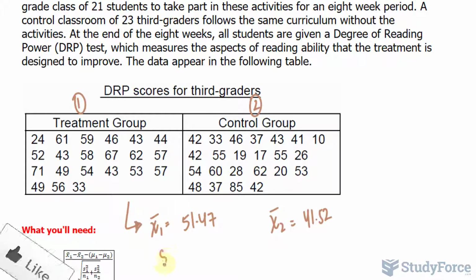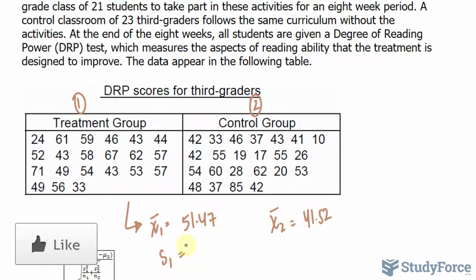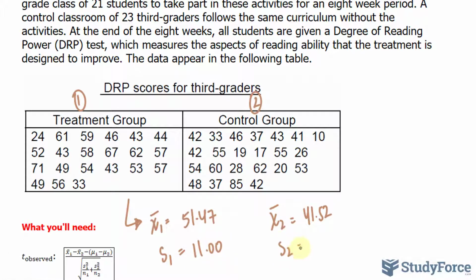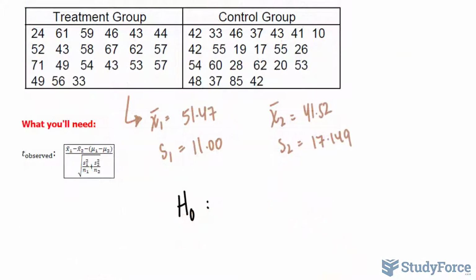The standard deviation here, which I'll represent as S1, is approximately 11.00, and over here 17.149. Now that we have the technical stuff out of the way, we can generate our hypotheses. Because we're hoping to see that this group has a higher mean than this group overall, you can begin by writing out your alternative. You can say that the mean of this group, which we'll call group 1, is greater than that of group 2. And from there we can write our null hypothesis. This is what we want to refute, that the mean here is less than or equal to the mean here.